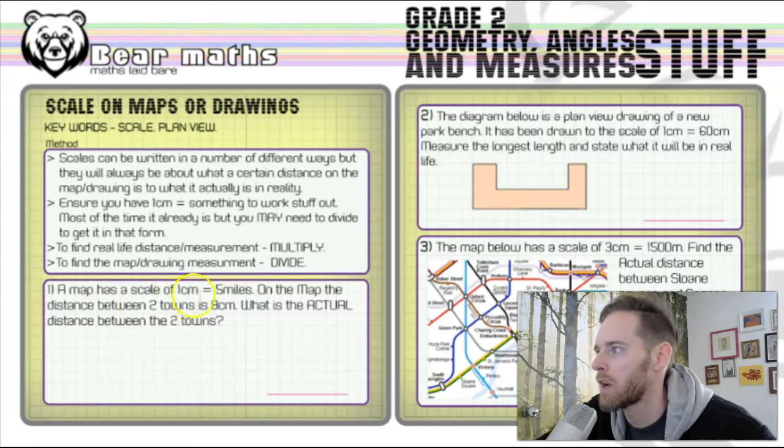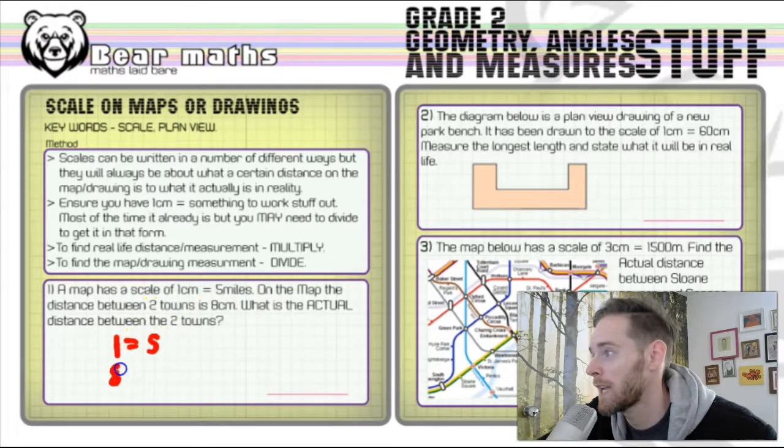Question number 1. A map has a scale of 1 centimetre to 5 miles. On the map, the distance between 2 towns is 8 centimetres. What's the actual distance between the 2 towns? The first thing we're going to do is write down that 1 equals 5. Don't worry about the units, because we know that's in centimetres and that's in miles. I've got a fatter pen on this one, so I can't really write particularly neatly.